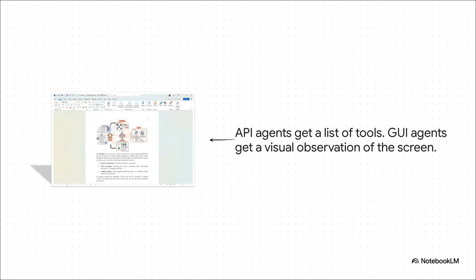And this diagram from the paper, man, it just lays it out perfectly. It shows you the two different senses these agents have. The API agent's reality is just text. It sees a structured list of tools it can use. The GUI agent's reality is pixels, a literal screenshot of the interface. This single difference, text versus pixels, is the source of all their strengths and all their weaknesses.